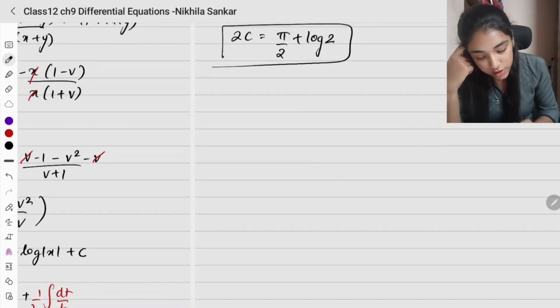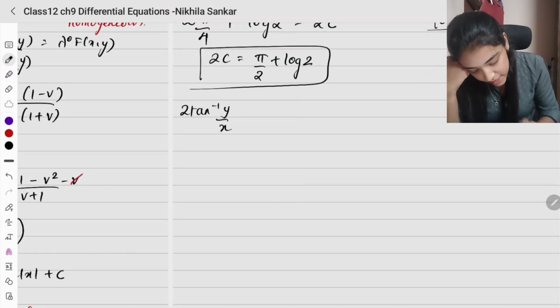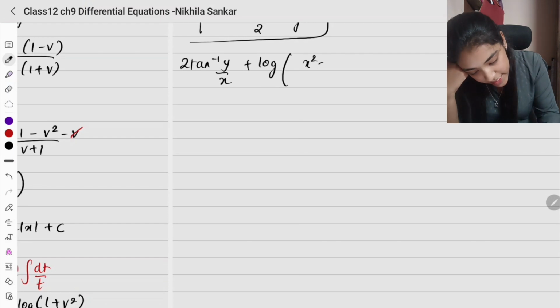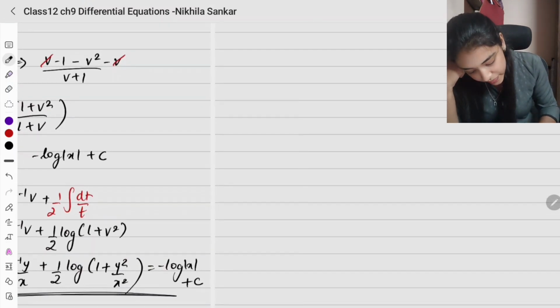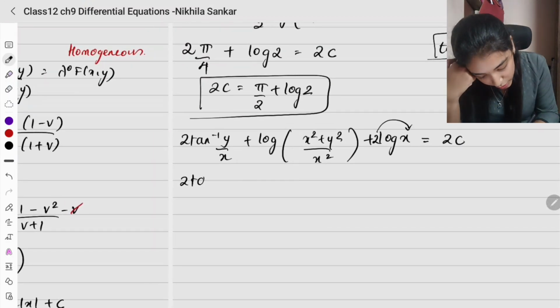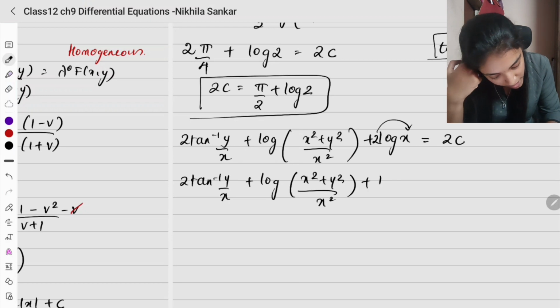So I'm going to write it as 2 tan inverse of y by x plus log of x square plus y square, taking the LCM, y square divided by x square. The log x on this side I bring to this side, plus log x equals 2c, 2 log x. Okay, because we are multiplying by 2, right? 2 log x. So this 2 goes to the power. So what will I have? 2 tan inverse of y by x plus log of x square plus y square divided by x square plus log of x square equals 2c.